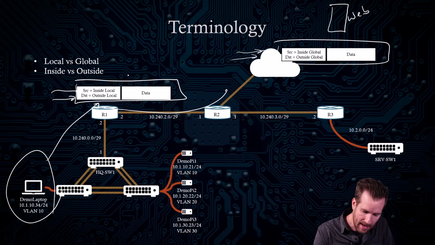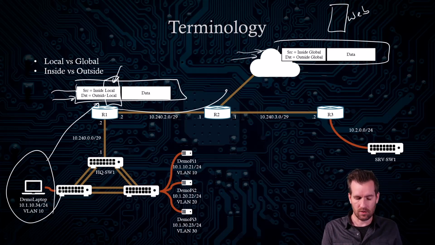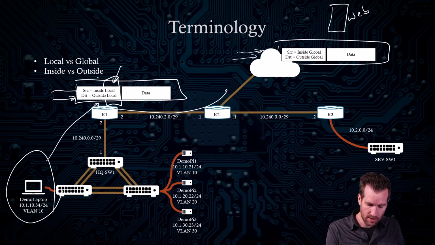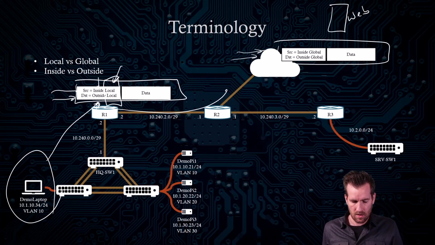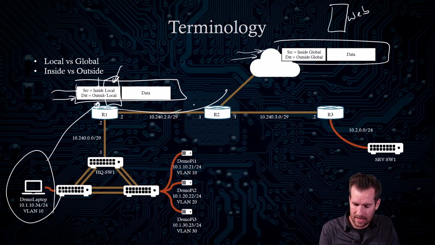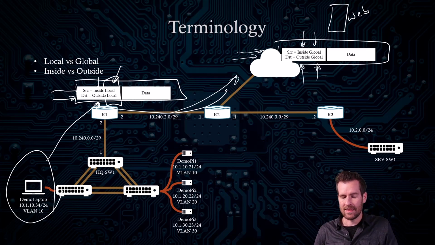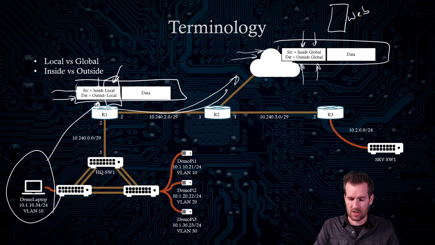When it is local, we can see that it says local right here, meaning it's on the local network, and the source is the inside computer, and the destination is the outside web server. So inside local, outside local, and then that gets translated to inside global and outside global. And the outside global is the destination and inside global is the source.